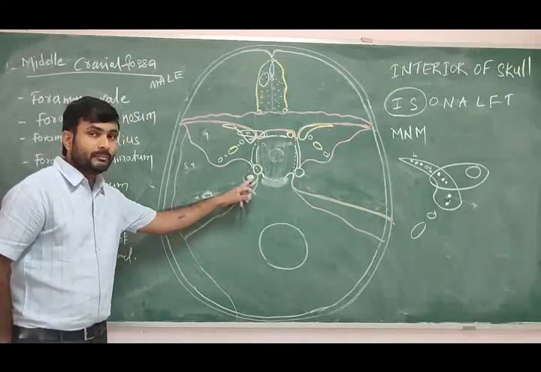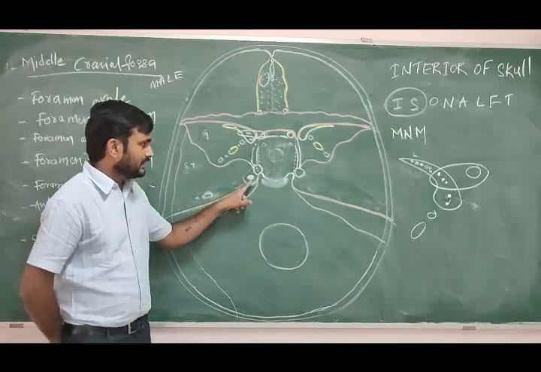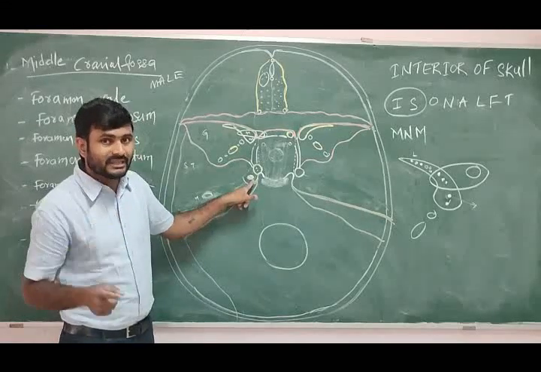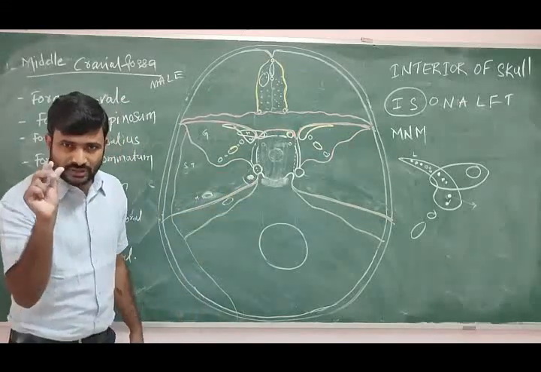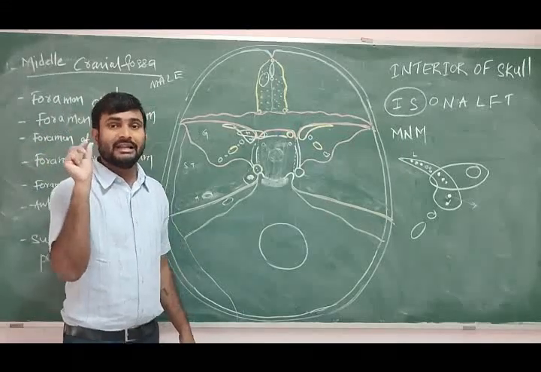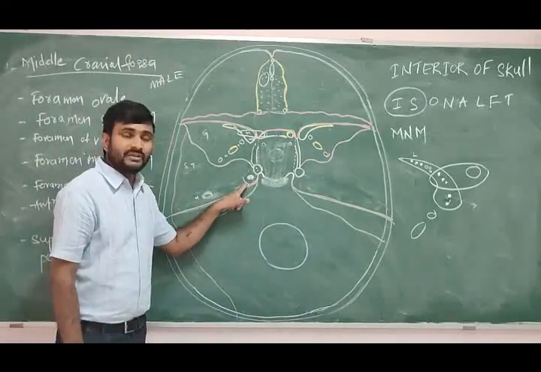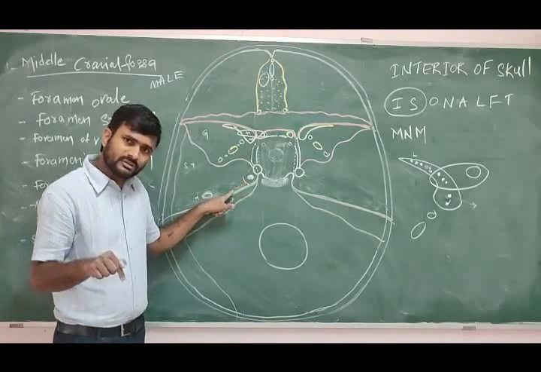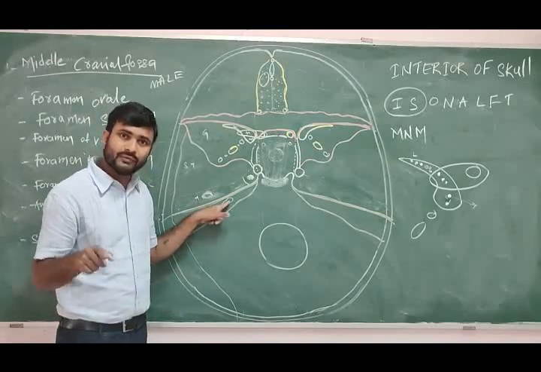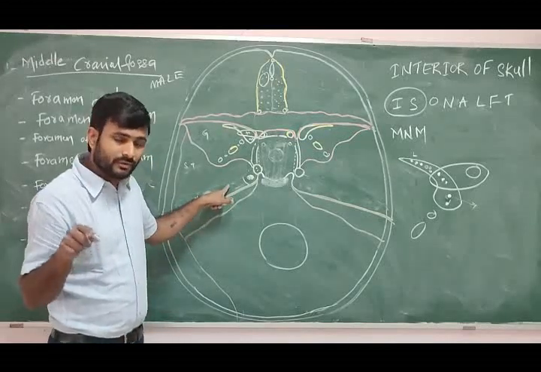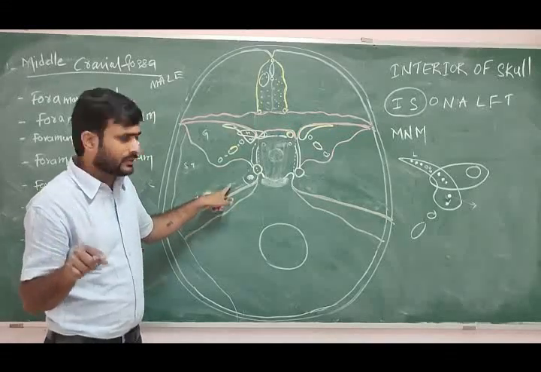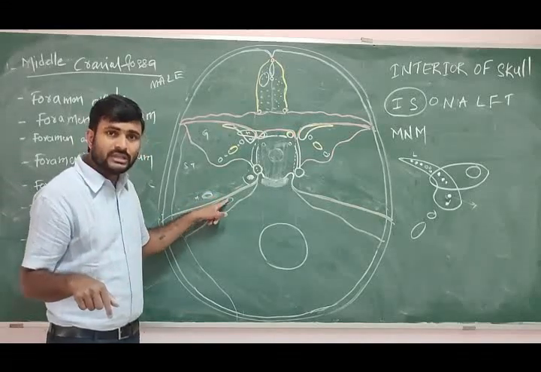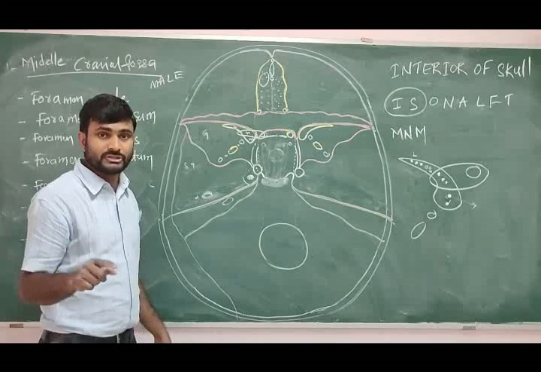Again, I repeat from the medial to the lateral side. First, near the apex, on the anterior surface of the petrous part of the temporal bone, we are seeing one impression. That impression is for the trigeminal ganglion. Still laterally, we have one ridge present. Then next we have again one depression, which forms the roof of the internal acoustic meatus. Still laterally, we are seeing one more depression. That forms the roof of the internal acoustic meatus.